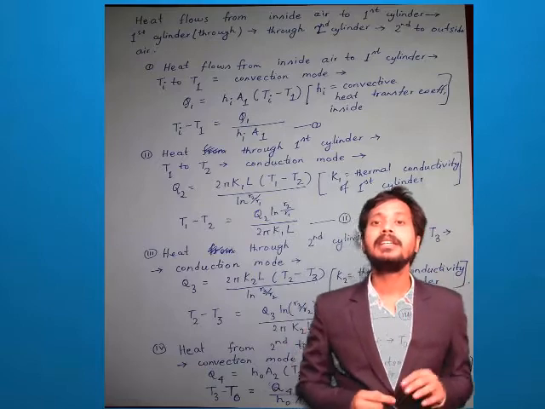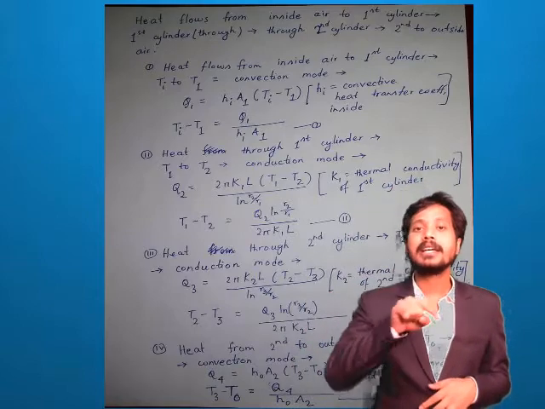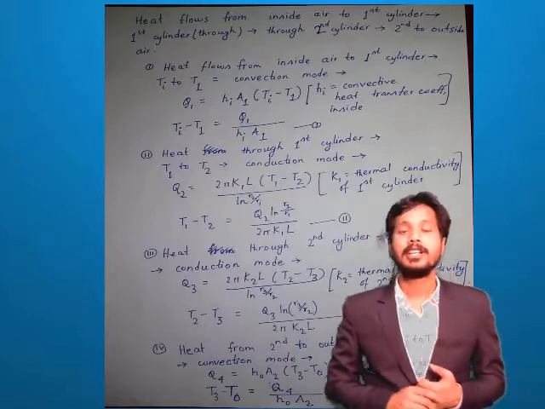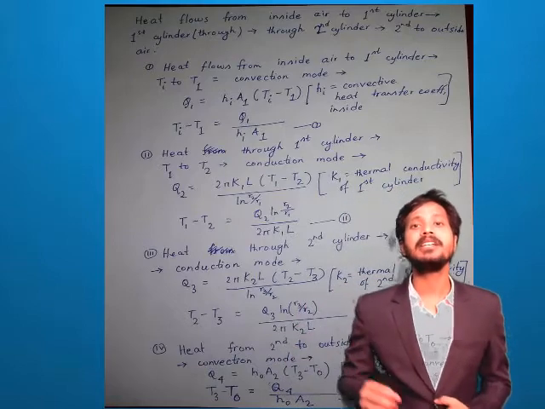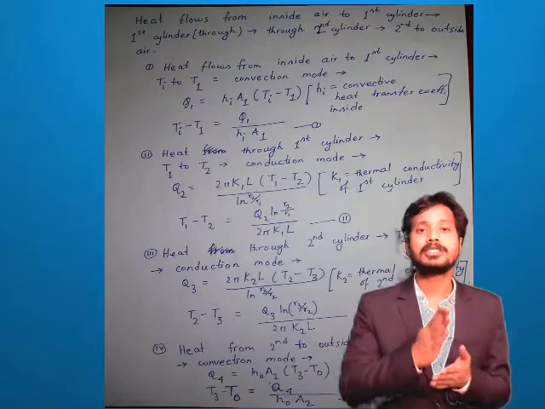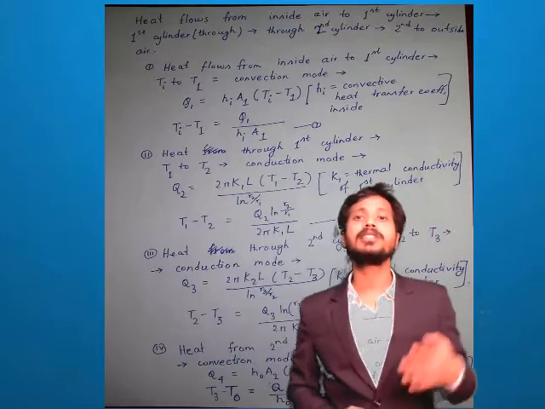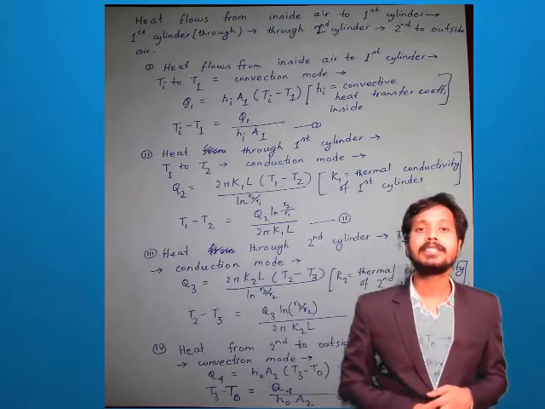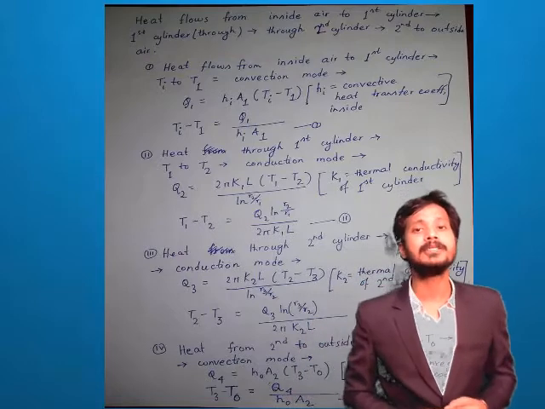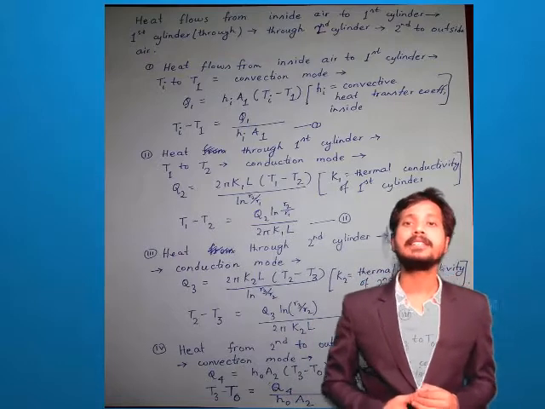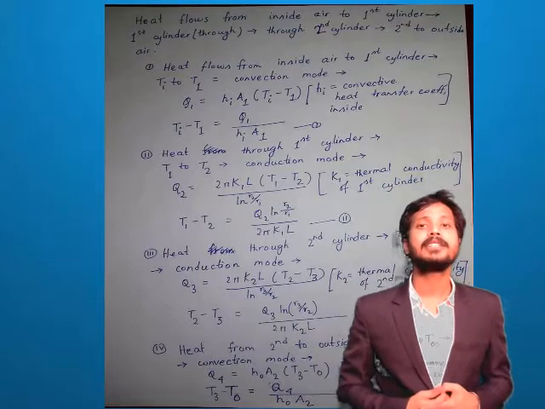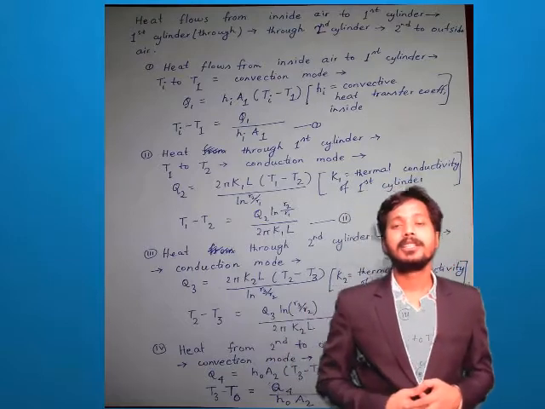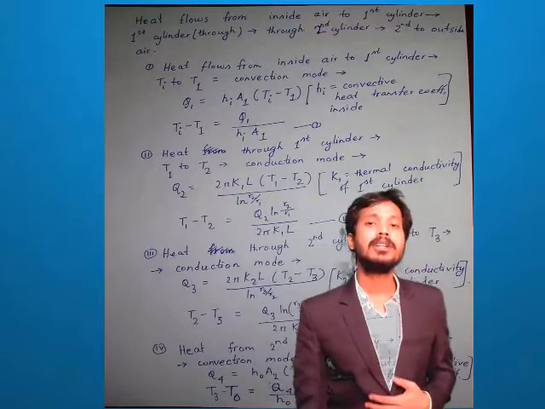So you see heat flows from inside air to the first cylinder. This is the first heat flow. Then the second time, heat will flow through the first cylinder. And then the third time, heat flows through the second cylinder, and in the last time heat flows from the second cylinder to the outside air. So this is the heat flow. Now we'll take one by one.